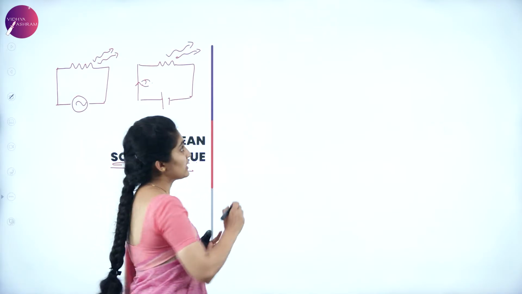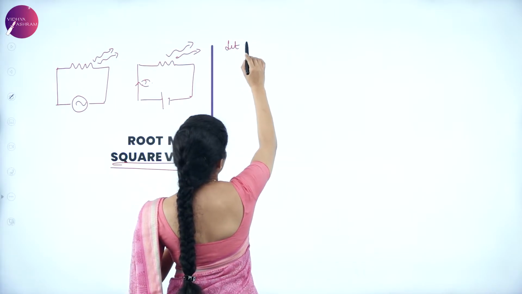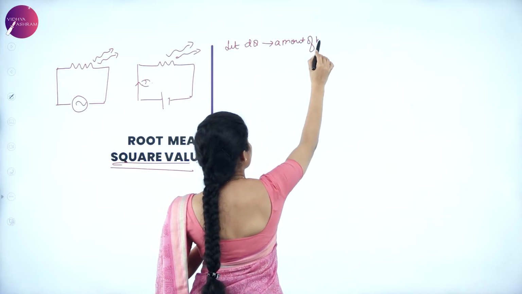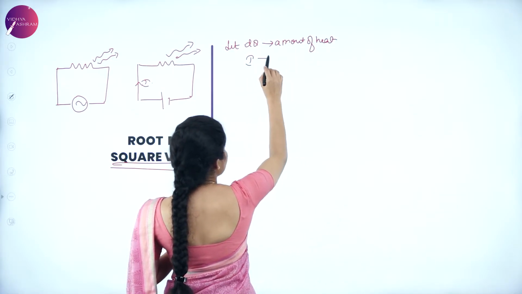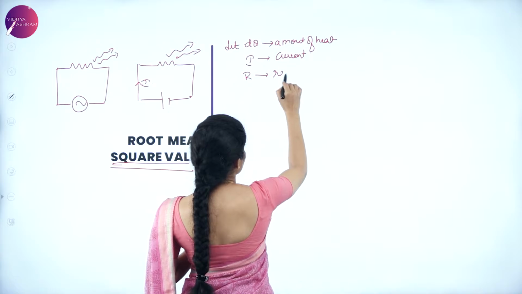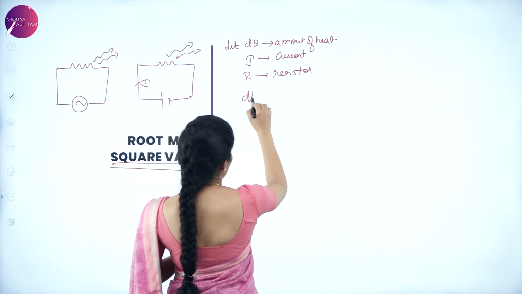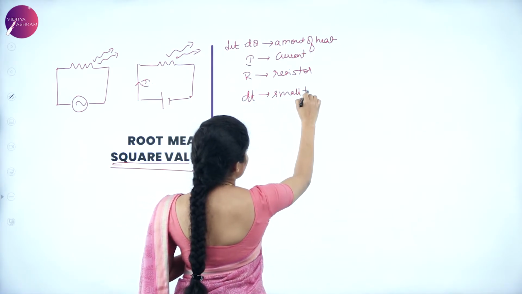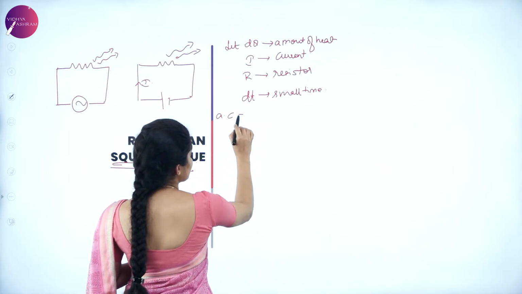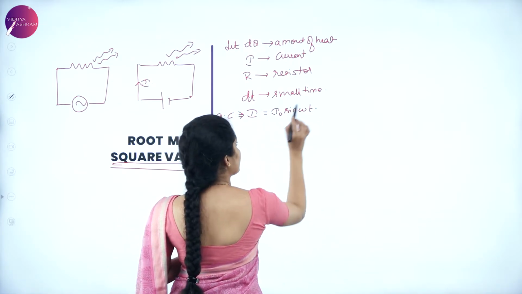For that, let us consider the amount of heat, let dQ be the amount of heat released when a current I is passing through the resistor of certain resistance called R at a small interval of time, that is dt. And we know that the instantaneous value of the AC current is I is equal to I naught sine omega t.